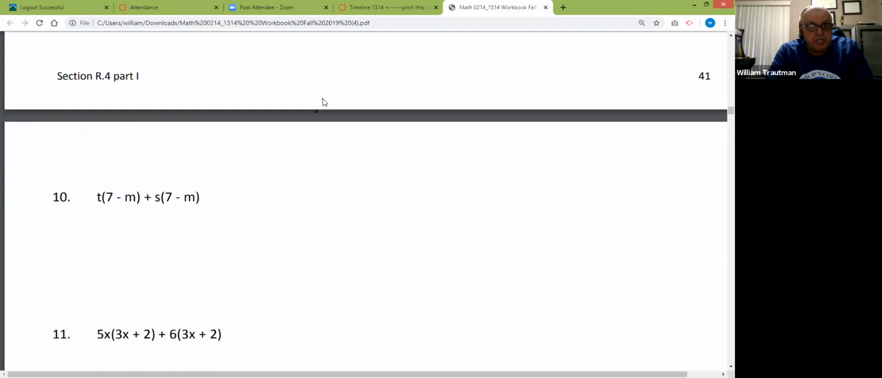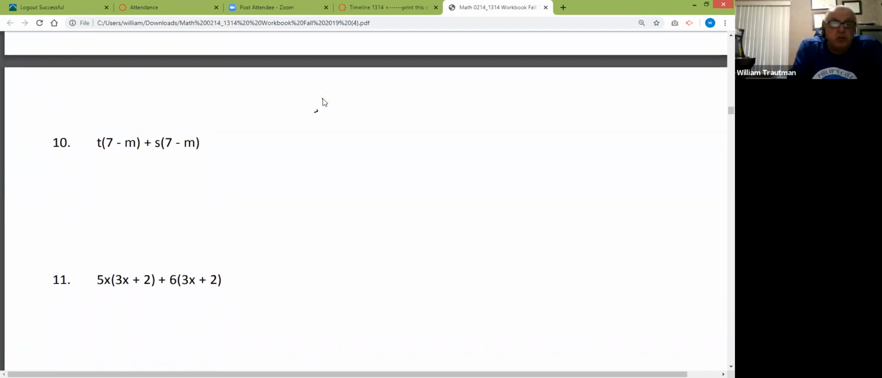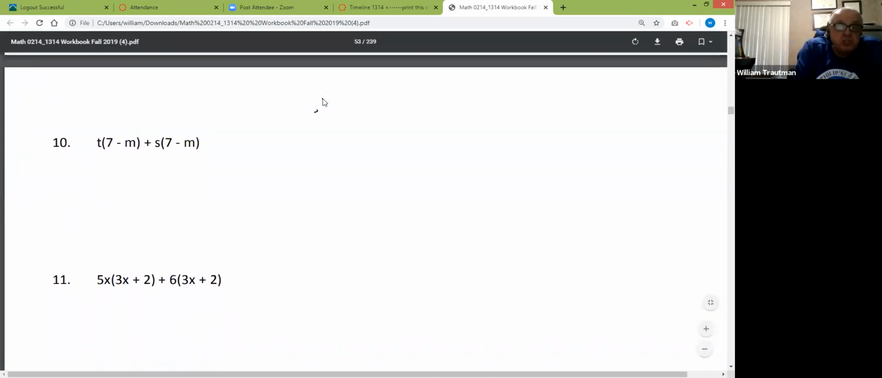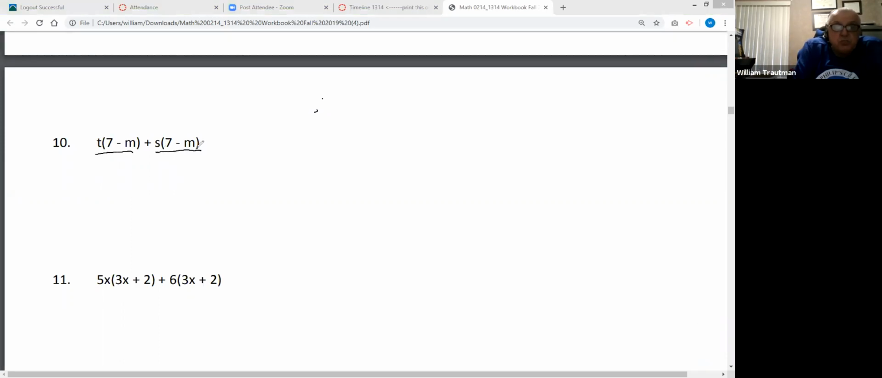Here we go again. Do you see how many terms we have? When we look at the terms, we have two separate terms. It's t times the parentheses. See, don't look at the parentheses as 7 minus m. Just call it parentheses. T times parentheses plus s times parentheses.